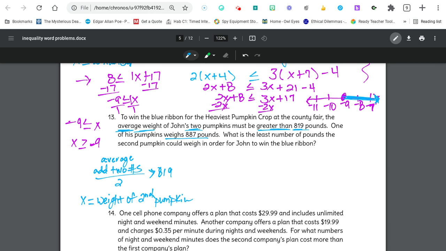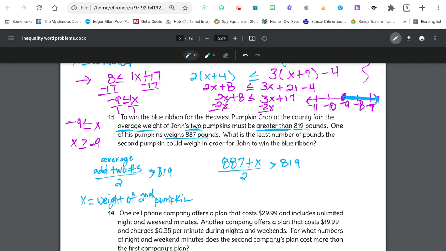Because I know the weight of the first one, it's 887. So I'm going to take the weight of the first one, add it to the weight of the second, which I don't know, divided by 2. I know that it needs to be greater than 819. So all I have to do is solve for x, which is the weight of the second pumpkin. And it's going to tell me the least number of pounds the second pumpkin has to weigh in order to get an average that's greater than 819.